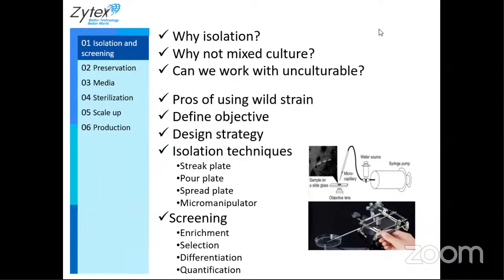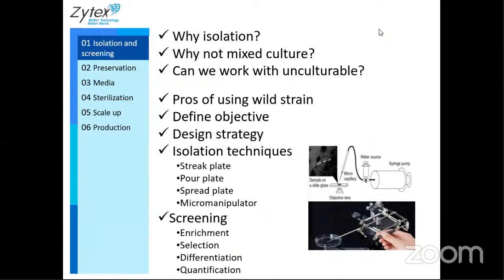Now, screening and isolation sometimes go side by side. So screening techniques are majorly divided into four types: enrichment, selection, differentiation, and quantification. Keeping the same example, if I want to work with a protease producer, then I want to get a sample which would likely have more protease producing organisms. Secondly, while culturing, I want to increase their population. So I will add something in the media which will enable those organisms to grow fast and overpower others. This process is known as enrichment.